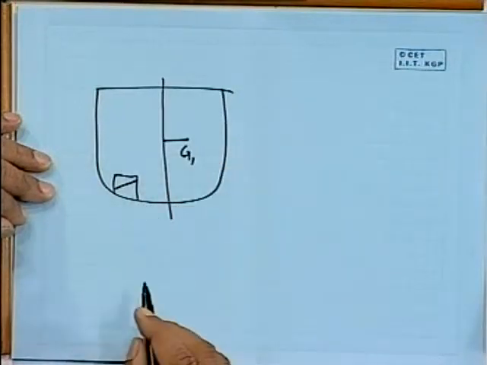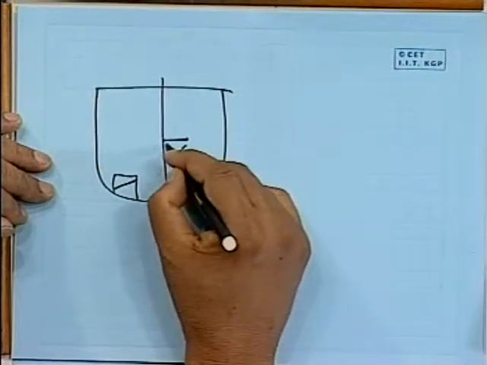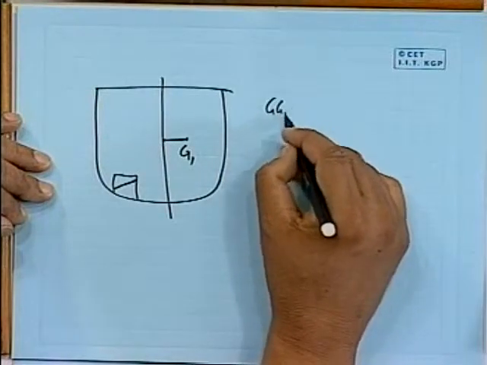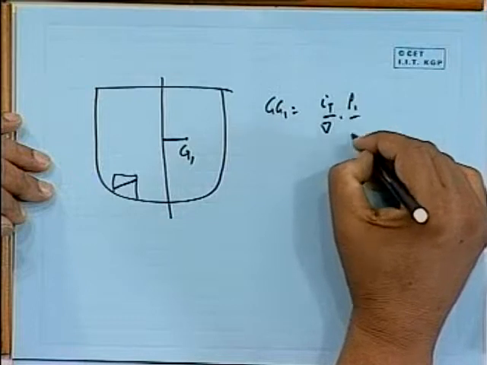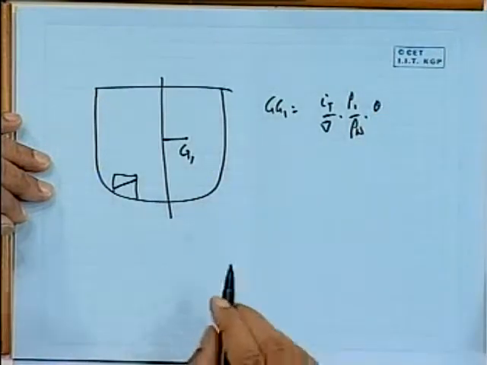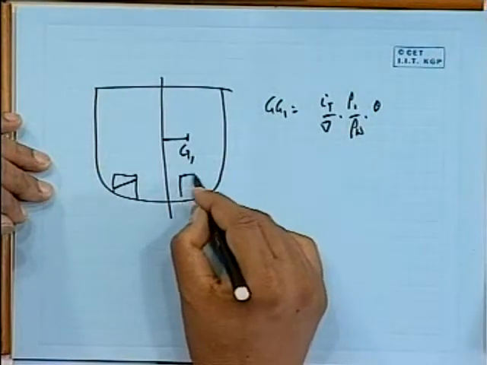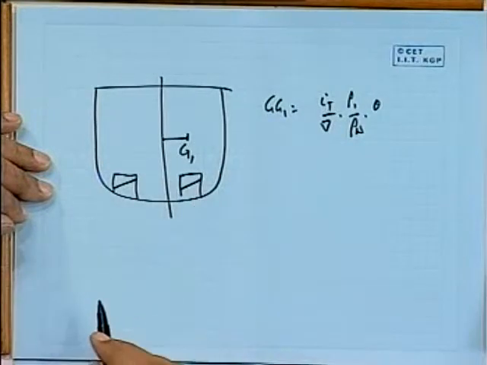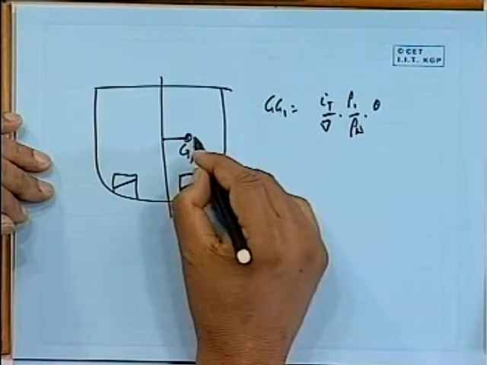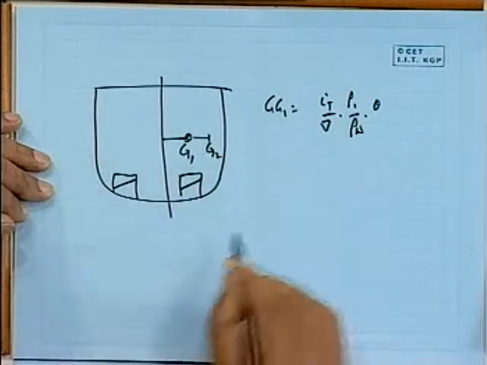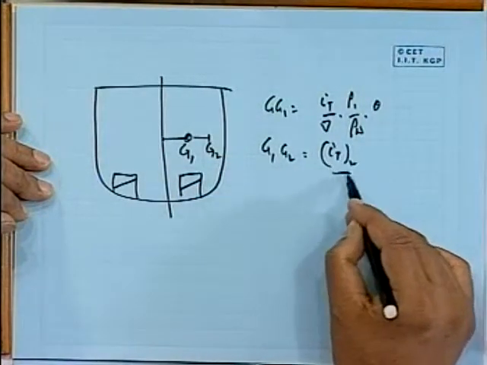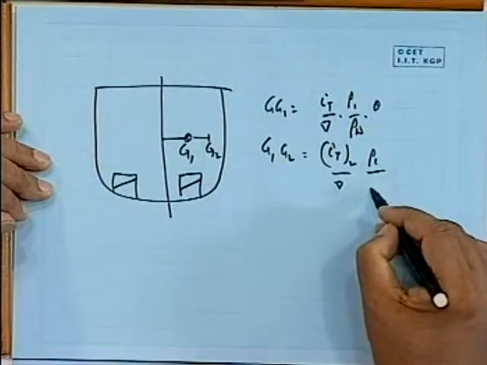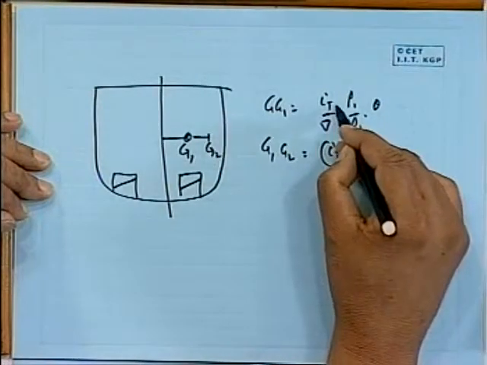G to G1, this shift I have found out, GG1 is IT by V into rho liquid by rho water into theta. Now supposing there is another tank here, this will shift some more. So this is going to shift to G2. Now G1G2 is going to be IT of tank number 2 by V into rho liquid of tank number 2 into theta. This is tank number 1.